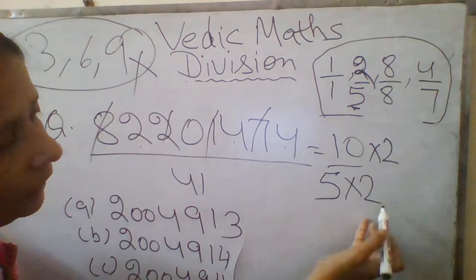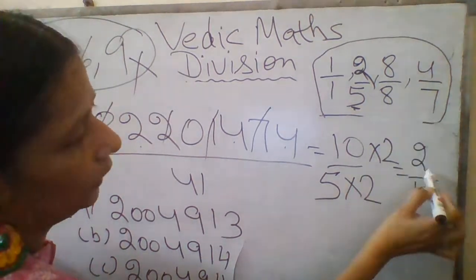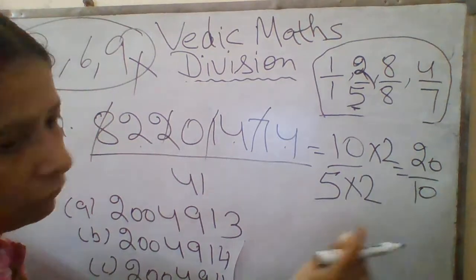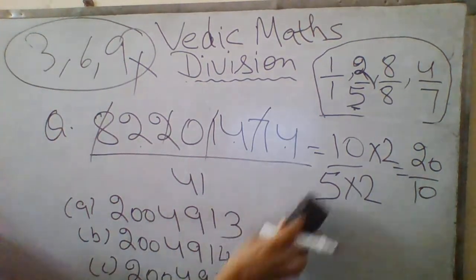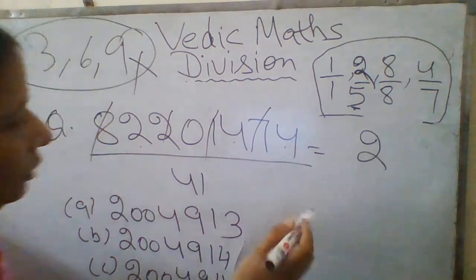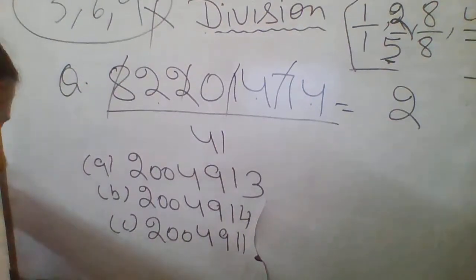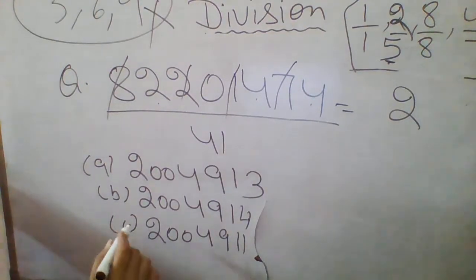So 5 2s are 10, here this will be 10, which is equal to 1, and here you will get 20. So basically you have got the digital root here. I'm going to rub it. What have you got as the digital root? 2. Okay, here you got the digital root 2. Now check the options which are given to you. In which option will you get 2?